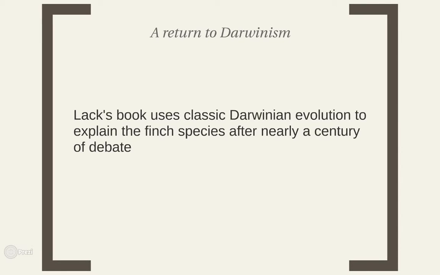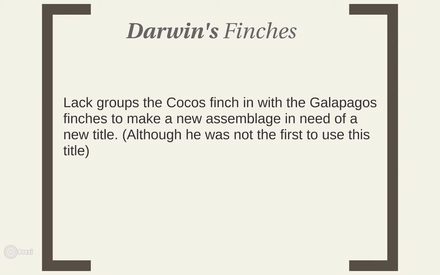Lack quoted Darwin heavily in his book and used many of Darwin's original ideas to explain the finch species. This helped readers synonymize Darwin's findings with the new research and theories of neo-Darwinism that had risen in the 20th century. Lack also popularized the term Darwin's finches to refer to the finch species of the Galapagos, as well as the Cocos finch. This nomenclature undoubtedly cemented in people's minds the association between the birds and Darwin's theory.